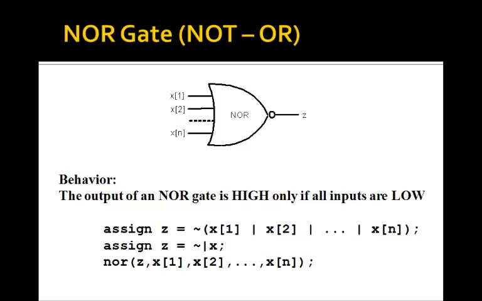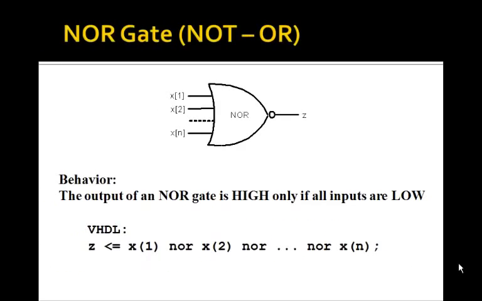Here is a multiple input NOR gate. The behavior of this is that the output of a NOR gate is high only if all inputs are low. This is the Verilog statements for making a multiple input NOR gate. And again, in VHDL, you'd have to write out the word NOR to make this multiple input NOR gate.